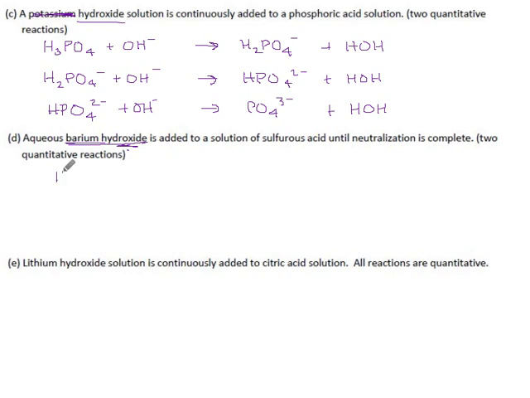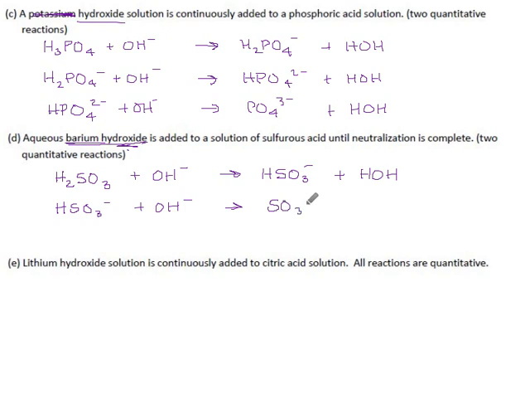Sulfurous acid is H2SO3, comes from hydrogen sulfite. And if that encounters hydroxide, this will give away a hydrogen and become HSO3 minus, and we'll get some water. Then, if we have the hydrogen sulfite and we continue dumping hydroxide on it, it'll give away its second hydrogen, become the sulfite ion, and yes, you guessed it, more water.